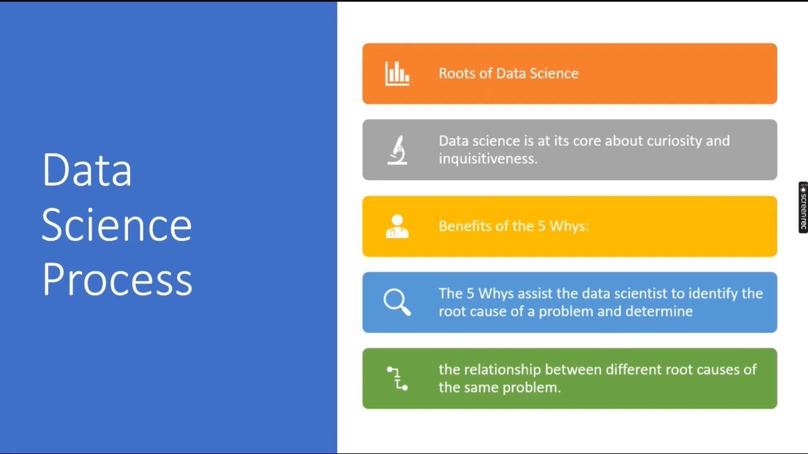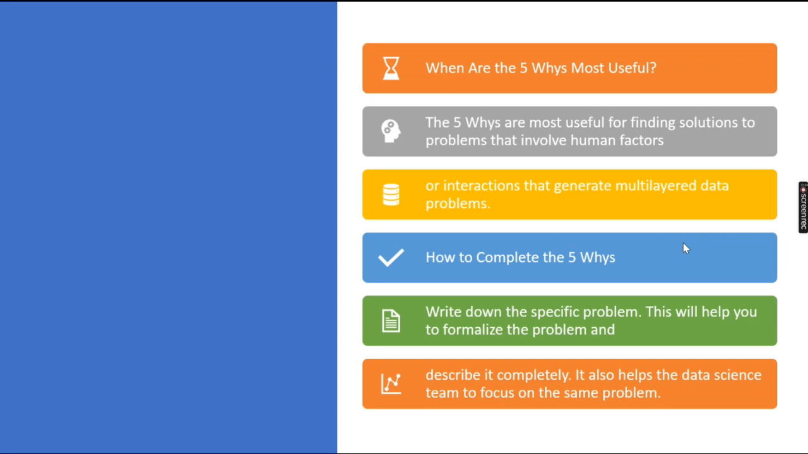So we should always be in a mode to ask questions: why, whom, what, and when things have happened. Now, when are the 5 whys most useful? The 5 whys are most useful for finding the solution to a problem that involves human factors or interaction that generates a multi-layered data problem. Like when humans are involved in the problem, then we should be able to answer who has done this, what is the problem that is being solved, and how the problem can be solved.